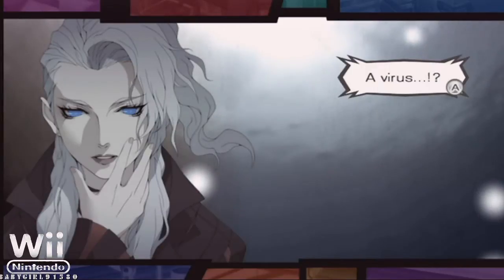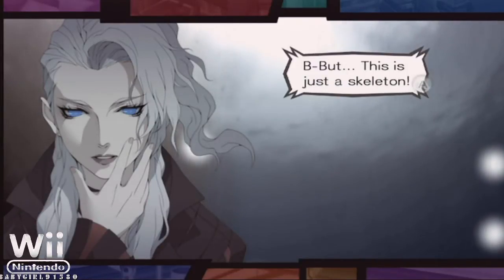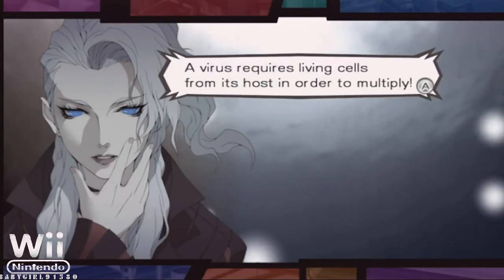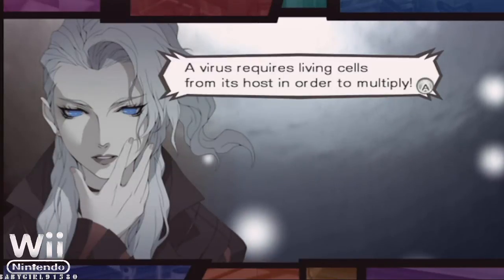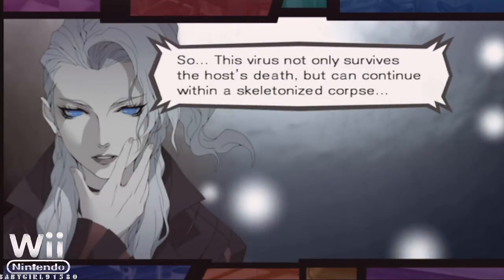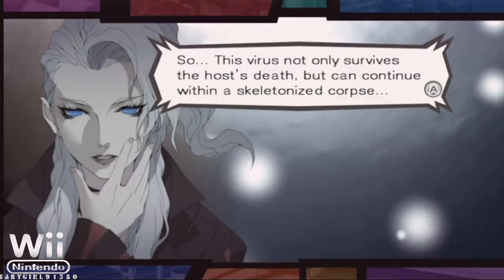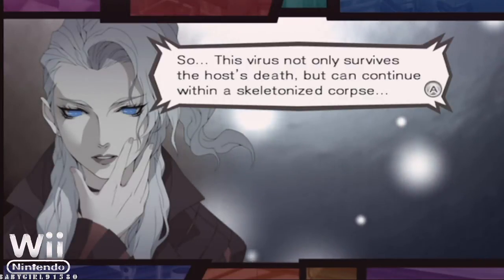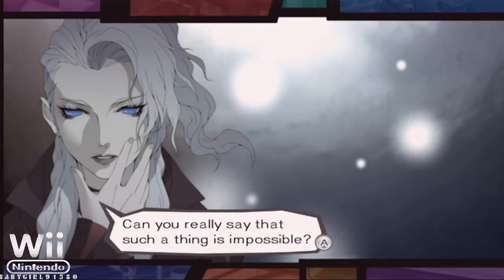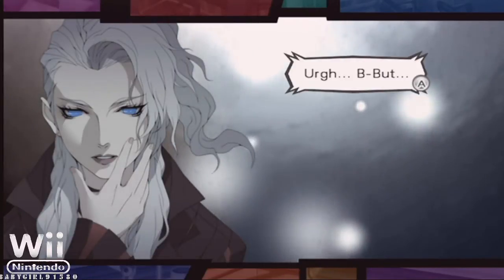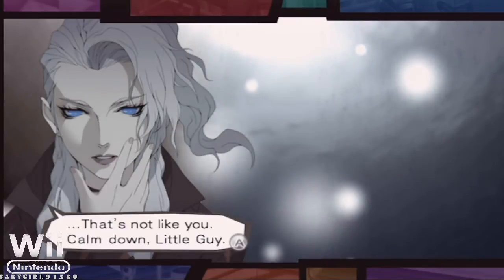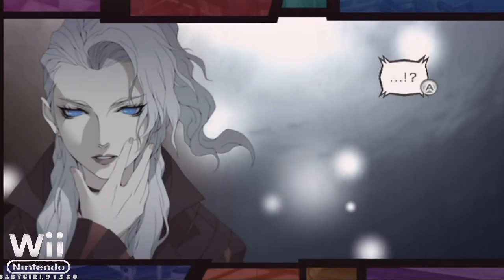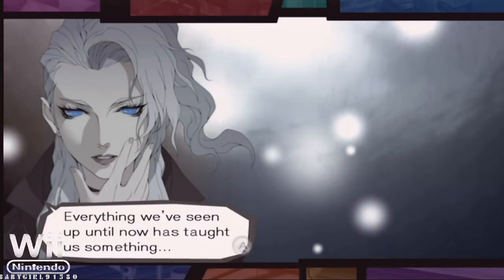A virus? This is just a skeleton. A virus requires living cells from its host in order to multiply. So, this virus not only survives the host's death, but can continue within a skeletonized corpse. Can you really say that such a thing is impossible? But... That's not like you. Calm down, little guy. Everything we've seen up until now has taught us something.